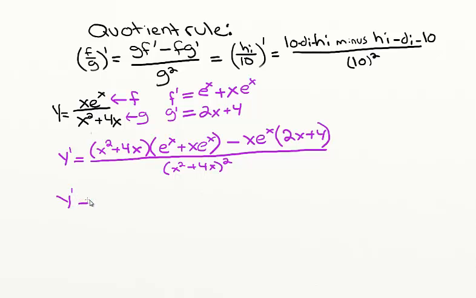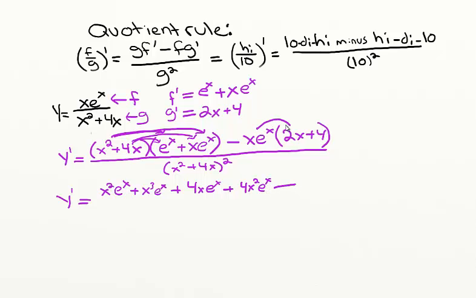Alright, so now we can go ahead and distribute out all of these things. So we'll go ahead and distribute this x squared there. So we'll get x squared e to the x, then plus an x cubed e to the x. Now we'll go ahead and distribute this 4x, so that will go to both terms as well. So we get plus a 4x e to the x plus a 4x squared e to the x.